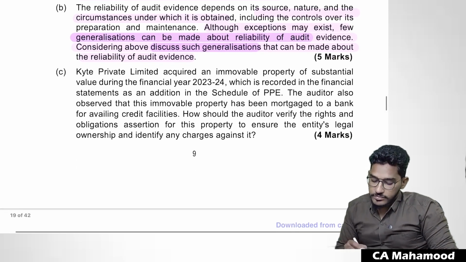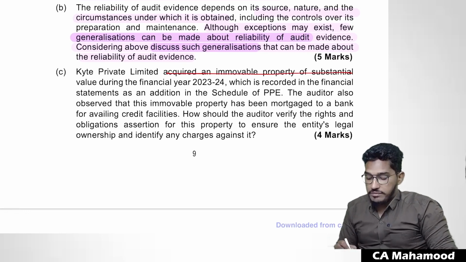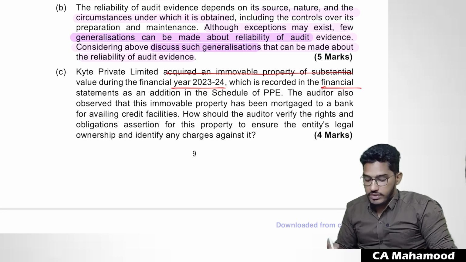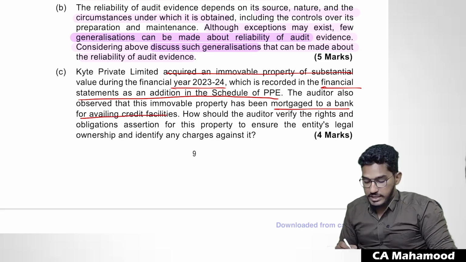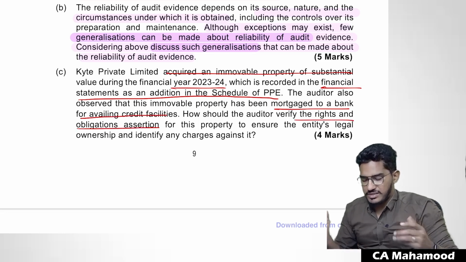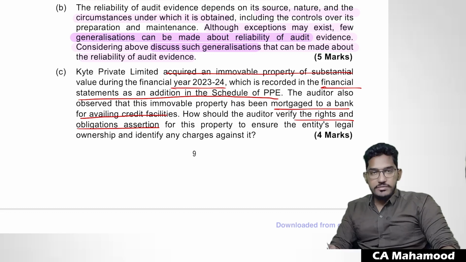Next. Kite Private Limited acquired an immovable property of substantial value during the financial year 23-24, which is recorded in the financial statements as an addition in the schedule of PPE. The auditor also observed that this immovable property has been mortgaged to a bank for availing credit facilities. How should the auditor verify the rights and obligations assertion? Very straightforward question. How do you verify rights and obligations of a fixed asset?